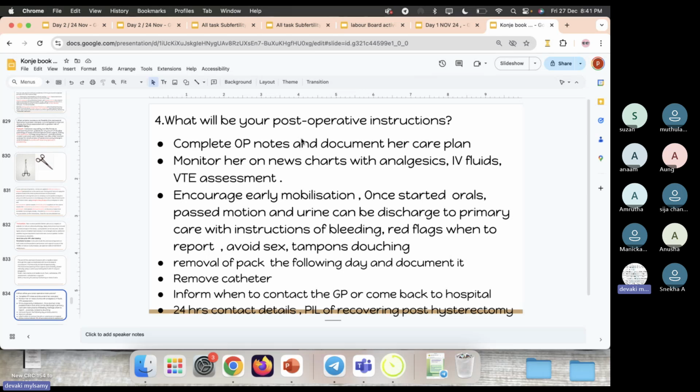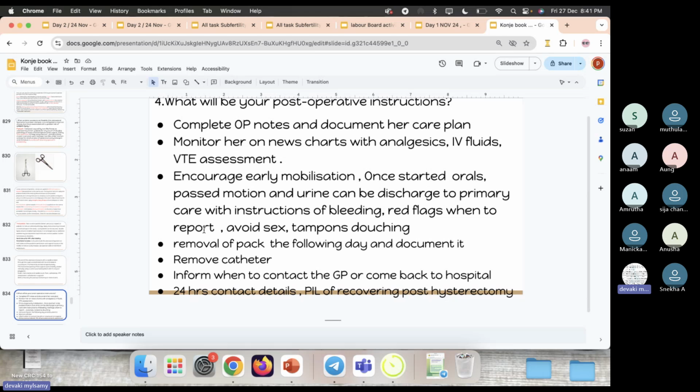Once started on orals, passed motion and urine, the patient can be discharged to primary care with instructions on bleeding, red flags, when to report, avoid sex, tampons and douching. Remove the pack the following day and document it. Removal of catheter. Inform when to contact GP or when to come back. 24-hour contact details. PIL on recovering after hysterectomy.